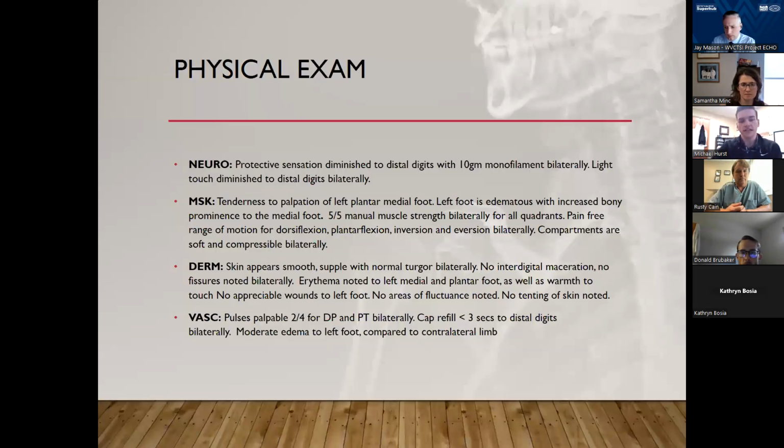In terms of physical exam, she had diminished protective sensation by Semmes-Weinstein monofilament. Light touch sensation was also diminished. She had some tenderness to the plantar medial aspect of her left foot. There was edema, most notably to the left side, especially at the increased bony prominence of the medial foot. 5 out of 5 muscle strength, pain-free range of motion of the ankle and subtalar joint. Compartments are soft and compressible. The left side is certainly more swollen than the right, the contralateral limb.